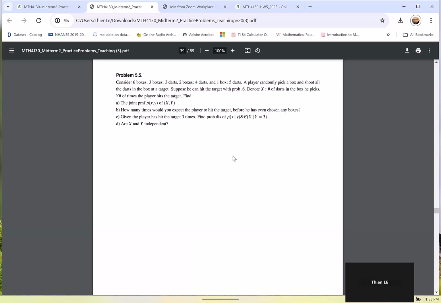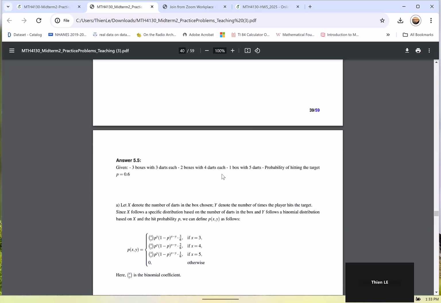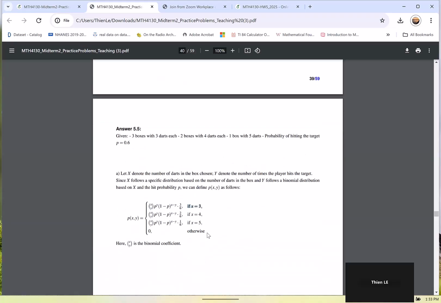So here are two things, right? You choose a box and you throw, and you count how many hits. So the joint PMF of X and Y works this way. If you pick a box of 3, a box of 4, a box of 5, this is the probability you hit, otherwise it would be 0 here. So it is distributed in such a fashion, and it depends very heavily on which box you choose.